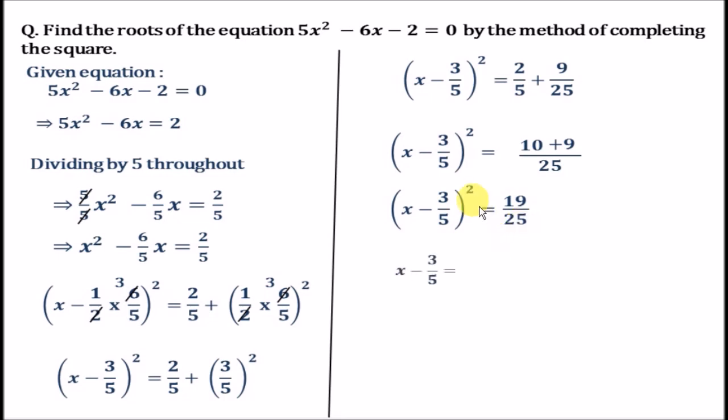Now on taking the square to the other side, we will have x − 3/5 = ±√(19/25). 19 is a prime number, so we cannot factorize it as product of primes. But 25 can be factorized as 5 into 5. 5 can be taken out of the square root. So we will have x − 3/5 = ±√19/5.